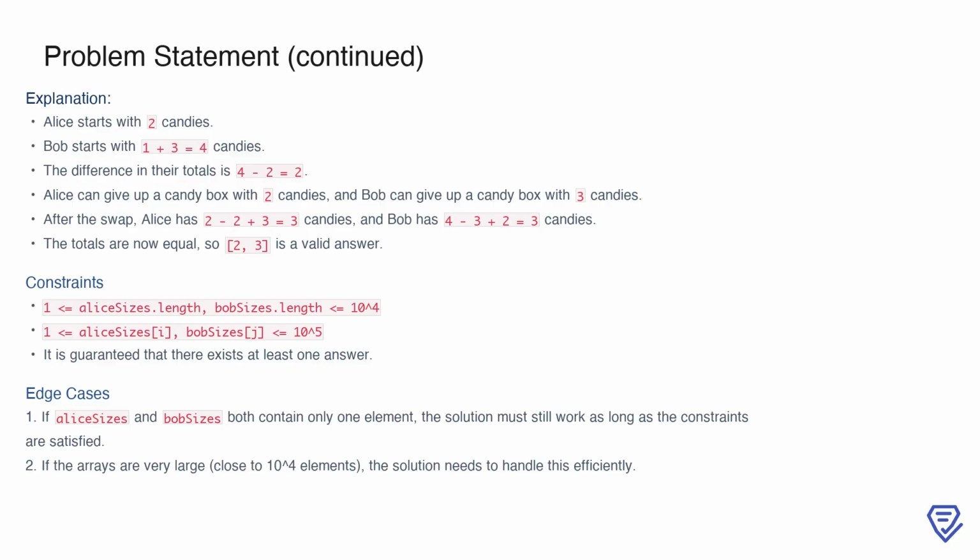The problem also provides constraints. The length of aliceSizes and bobSizes can go up to 10,000, and the number of candies in any box can be as large as 100,000.